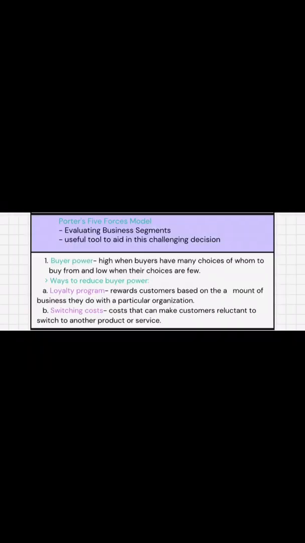Porter's 5 forces model is used for evaluating business segments. It is a useful tool to aid in this challenging decision. First one is buyer power. It is high when buyers have many choices of whom to buy from and low when their choices are few. There are two ways to reduce buyer power. First one, loyalty program. It rewards customers based on the amount of business they do with a particular organization. The second one is switching costs. It is a cost that can make customers reluctant to switch to another product or service.